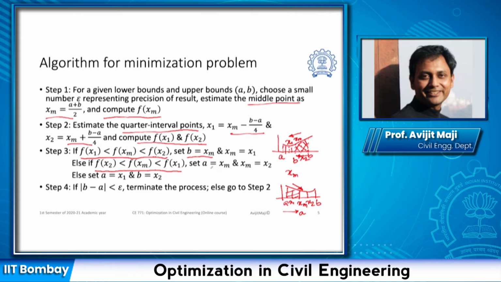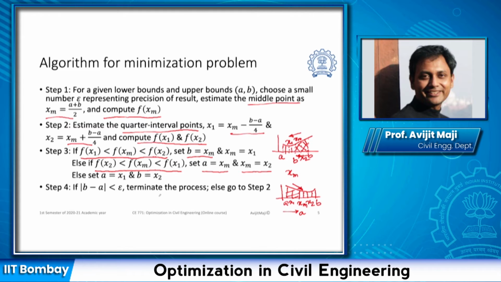So we are saying the middle point xm is going to be the new boundary, a is set to xm, and my middle point is going to move to the point which was there on the right of the middle point, which is x2. So xm is equal to x2, and once we set this, we find the two new points in the next iteration, and the process continues.